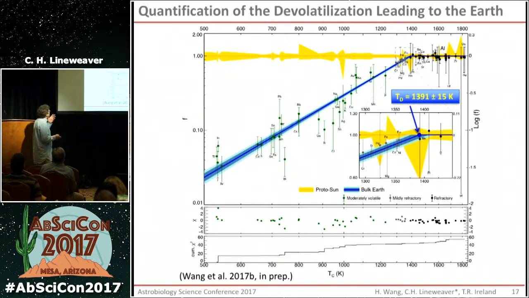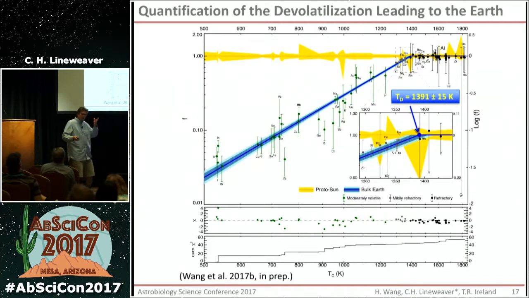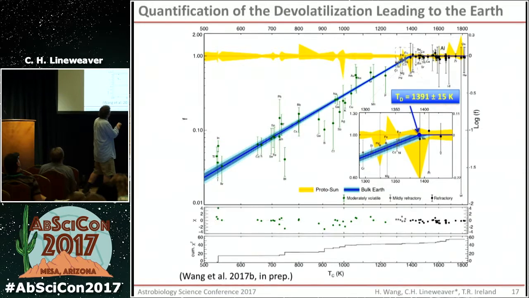Now this is pretty much the main result. We have here the new values of the sun as I described. We have here the bulk Earth, so we really are comparing the Proto-Sun with the bulk Earth. And then we have this line here, and an interesting feature is, where does this line cross this line? We spent some time to get this, and it's 1391 plus or minus 15 Kelvin. Here's the blow up of that right here.